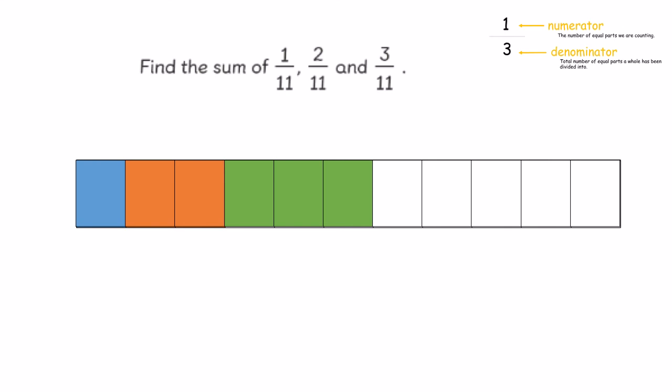Put your finger on the screen and let's count together. 1, 2, 3, 4, 5, 6. I've got 6 pieces out of 11. What do you think that would be as a fraction? It's going to be 6/11. Remember, the denominator does not change because that's just telling us the total number of equal pieces. We're just adding the numerators.